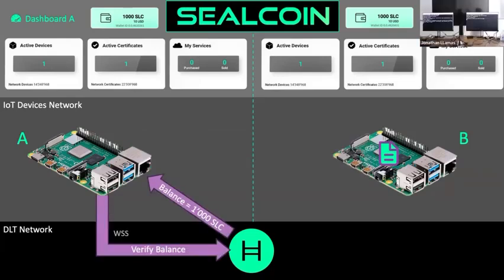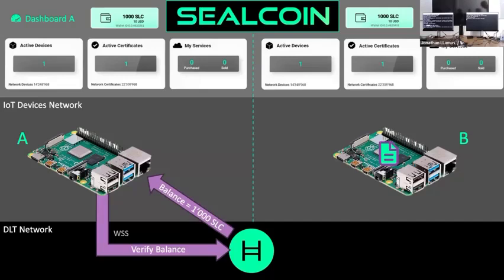Once we have this confirmation, device A, before entering into a transaction, will check its own balance. Remember, we're using a decentralized ledger, so this is public information. Device A will ask Hedera to verify the balance, and Hedera will tell it you have 1,000 SEALCOIN. We can all see it, but the device cannot see it in the platform. So device A sent the request and got confirmation of the 1,000 SEALCOINs available.